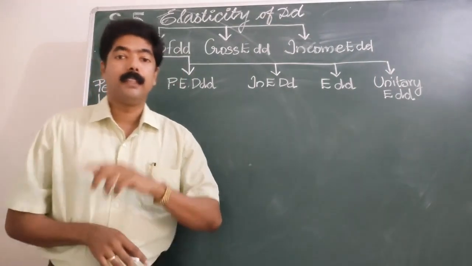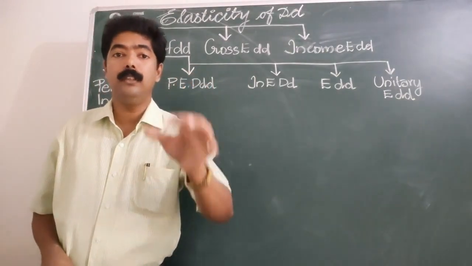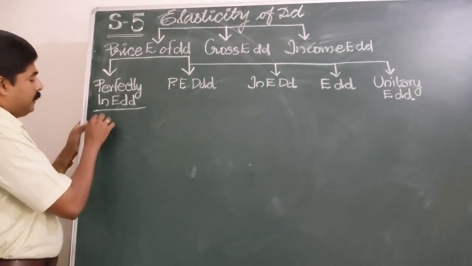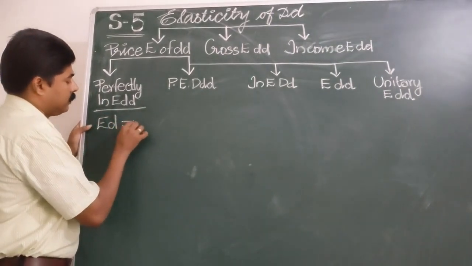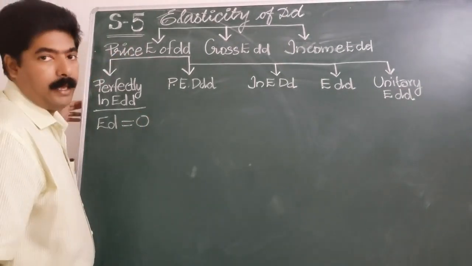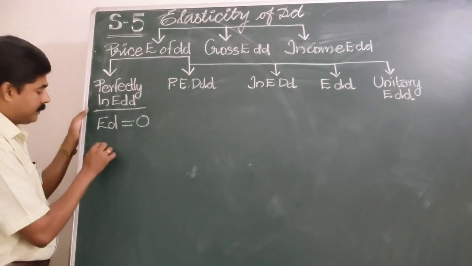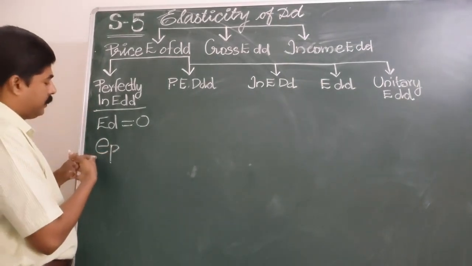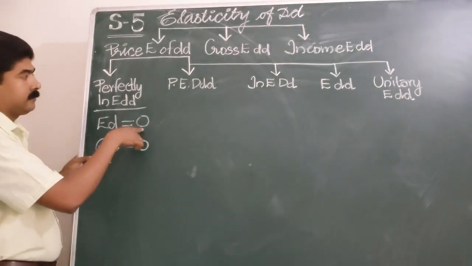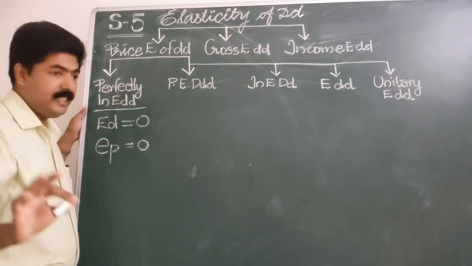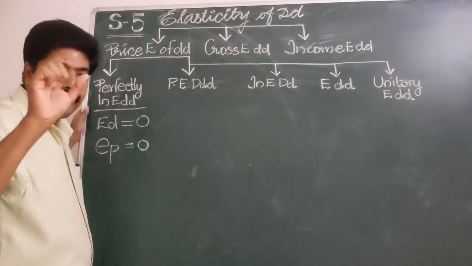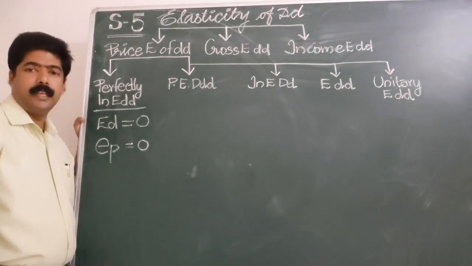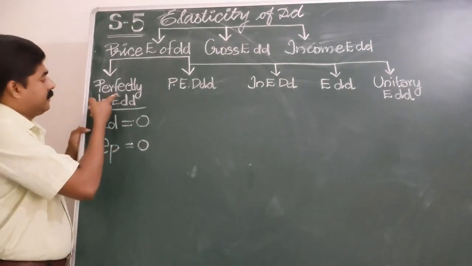In that case, the elasticity of demand is equal to 0. The numerical value of price elasticity is 0. To mention price elasticity of demand, we write EP. So price elasticity of demand is equal to 0 in the case of perfectly inelastic demand. Perfectly inelastic demand means the quantity demanded does not change at all in response to a given change in price.